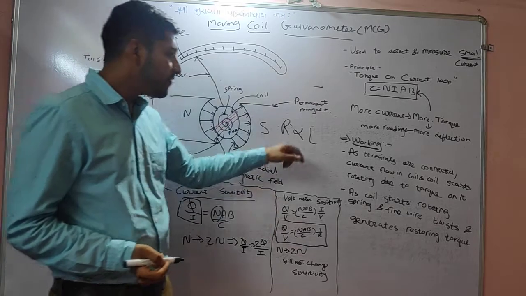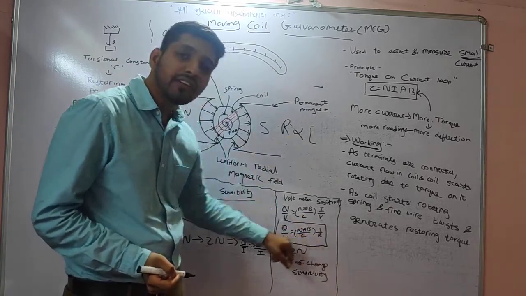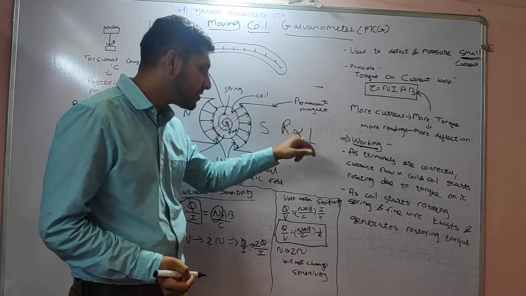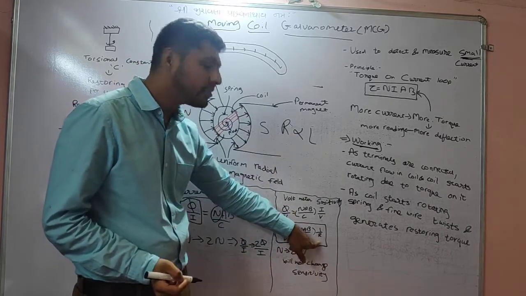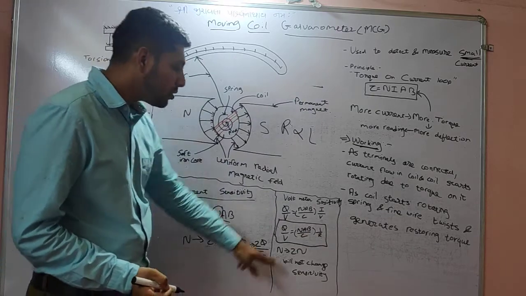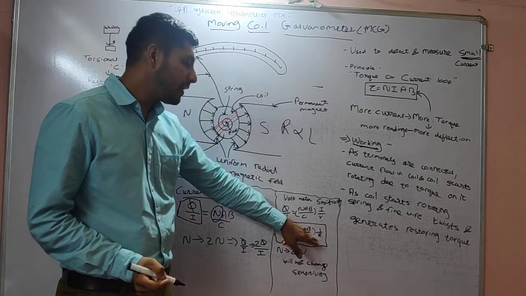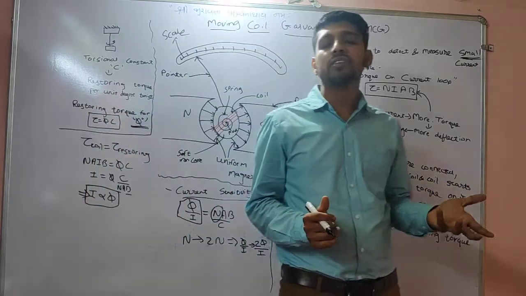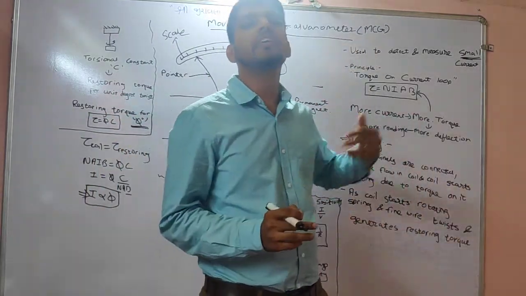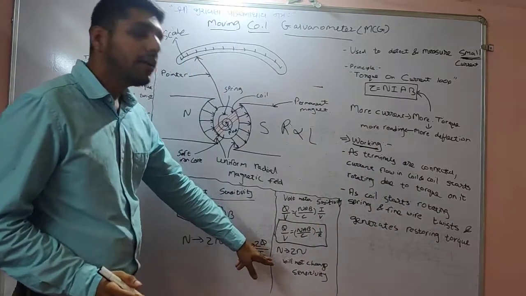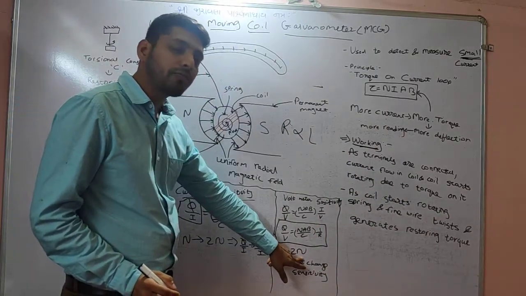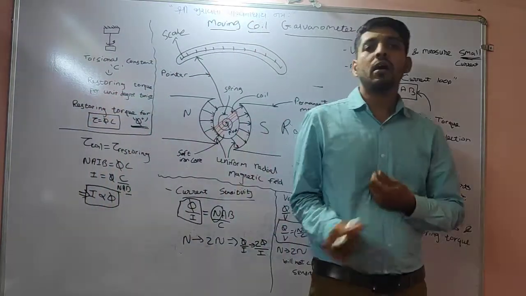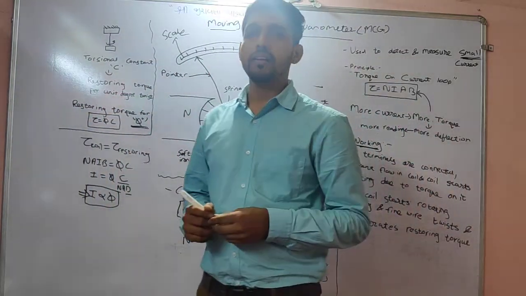So if R increases, the sensitivity will decrease, which means by increasing the number of turns you are increasing the length, and by increasing the length you are increasing the resistance. So the n to 2n is compensated by 1 upon R, which means the amount of sensitivity you wanted to increase is cancelled off by the increase in resistance. So if you increase the number of turns from n to twice n, there will be no change in sensitivity. Okay, I hope this topic is very clear to you.